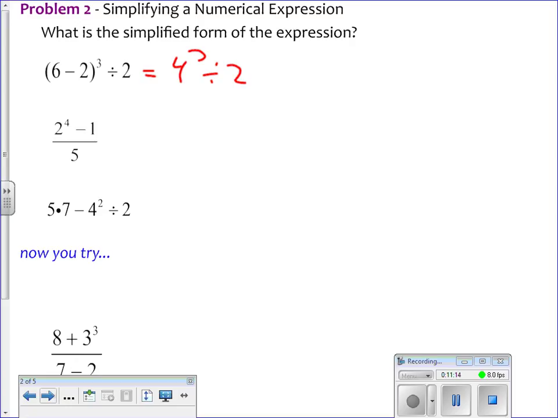What's my next step? What do I do next? I've got it written on the board. Thank you, exponents. Okay, so that means I take 4 to the third power. 4 cubed is 64 divided by 2. Now I do the division because there's only one thing left. The only thing left to do, I've got to do the last thing to do. 64 divided by 2 is 32.